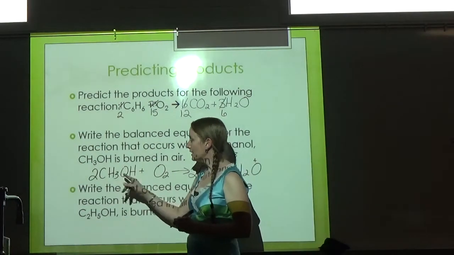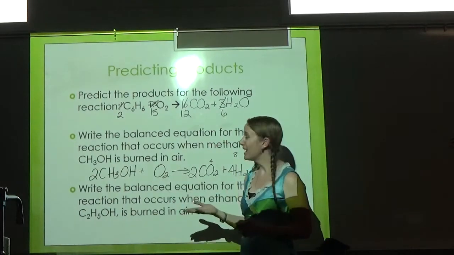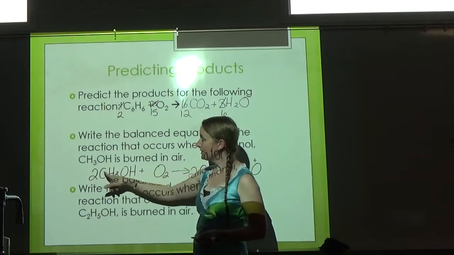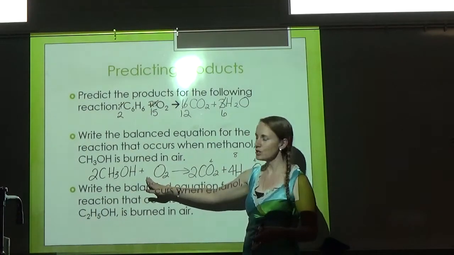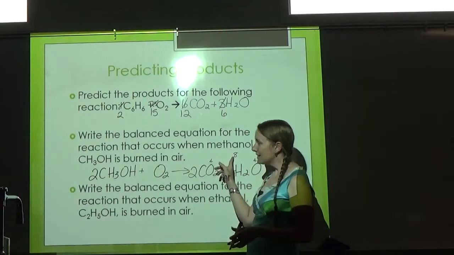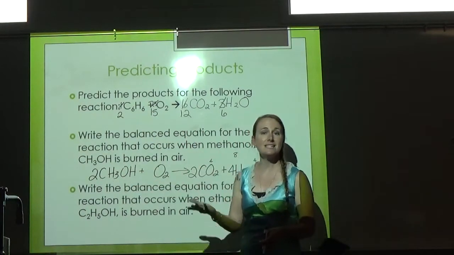Now I can alter oxygen by changing this coefficient or this coefficient. I don't really want to mess with this coefficient because then I'll keep messing up carbon and hydrogen. So really I only want to change this one. So I need 8 oxygens. I already have 2 right here, so that means I need 6 more.